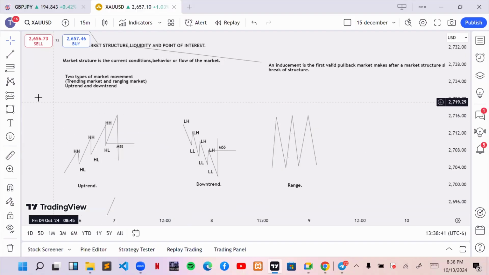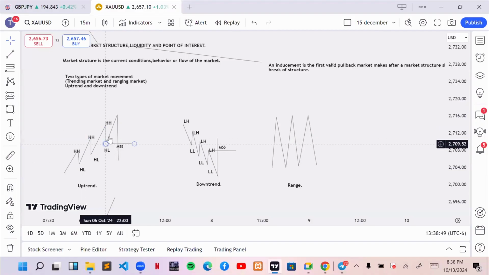So in this case, the market was on an uptrend, making a series of higher highs and higher lows, and then it made a lower low. So this is where our market structure shift is.